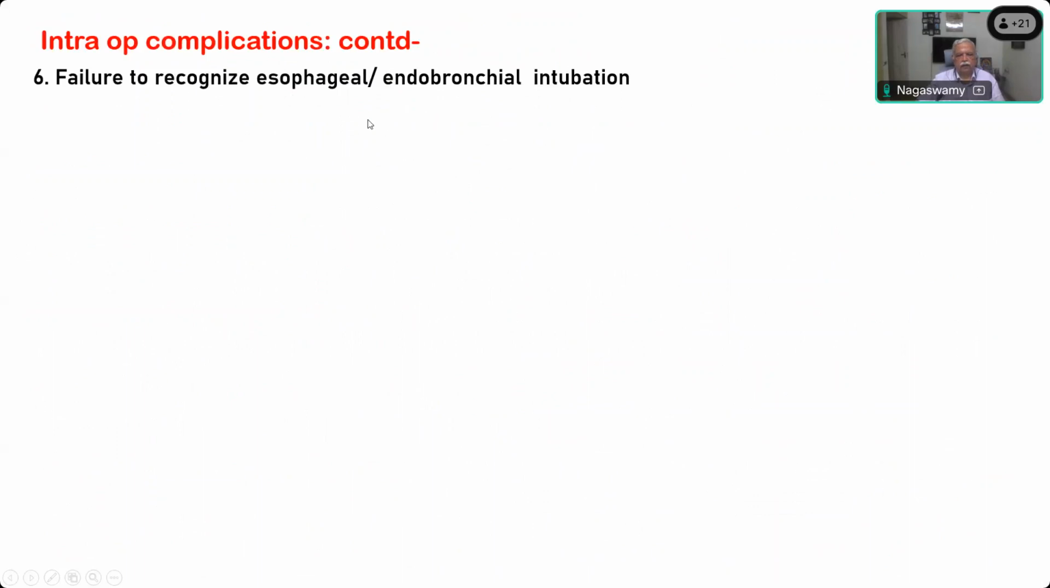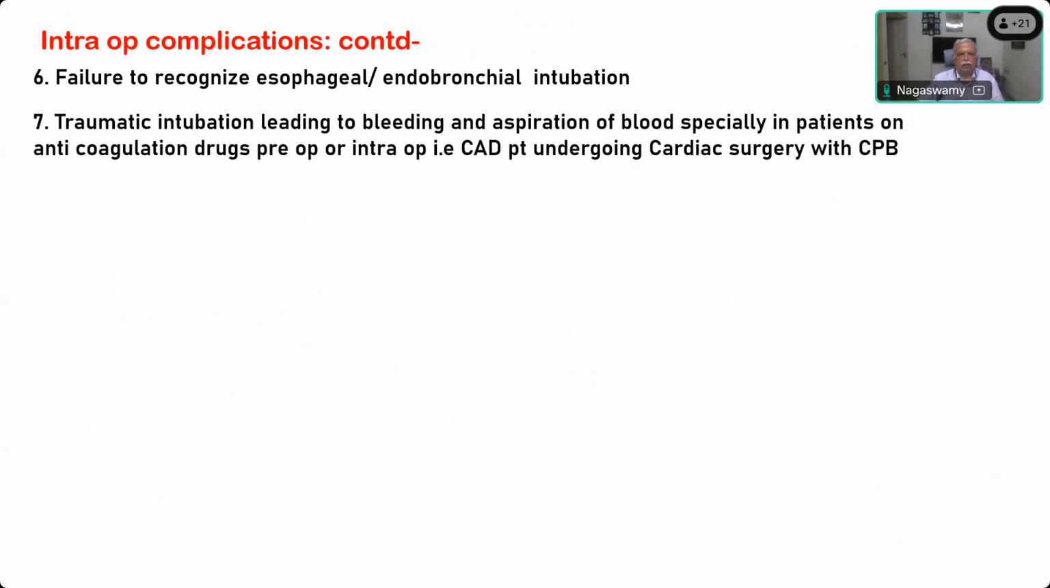And failure to recognize esophageal or endobronchial intubation. And more than esophageal, endobronchial intubation is very common, especially during the learning period. You know, when you see the glottis, you are very enthusiastic and you push the tube beyond the carina and it goes into the right or left main bronchus. Then the patient will not go under, he will desaturate and then the bag will become tight. So all these things can happen because of the wrong placement.